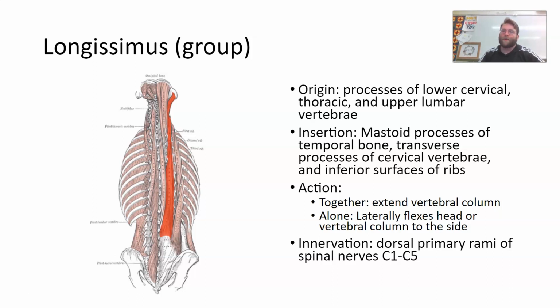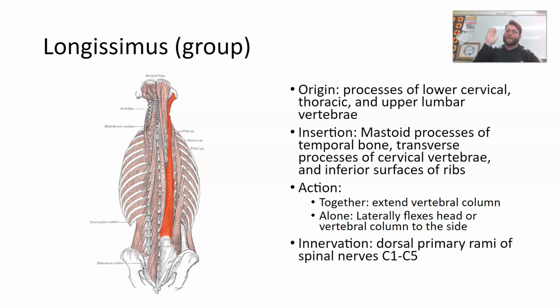It's going to originate in the lower cervical vertebra and in the upper lumbar, and it's actually going to go all the way up the back and insert onto the mastoid process of the skull. So it runs that entire length, and then depending upon how you fire it and how much you fire it, you'll get that extension into the vertebral column, allowing you to bend backwards.